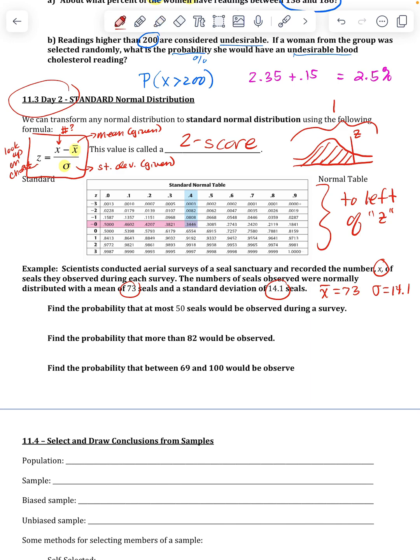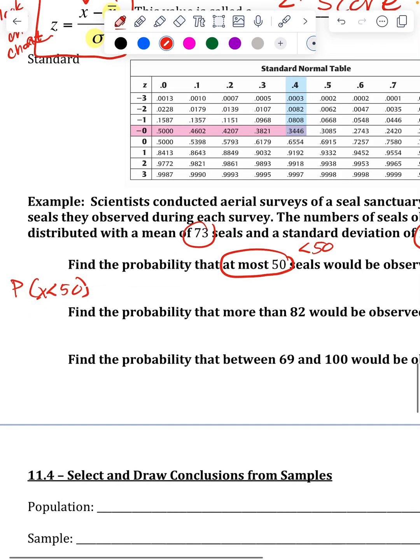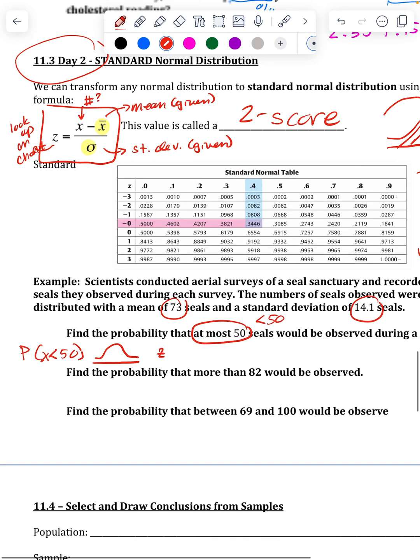This is how you do these, similar to yesterday. It says find the probability that at most, think about what that means. That means less than 50. So we're looking for the probability that the number of seals is less than 50. Well, I can't look up 50 on a chart because it only goes from -3 to 3. So I think about what that's going to be on my chart, but first I need a Z-score. The Z will shrink it down to be in between -3 and 3.